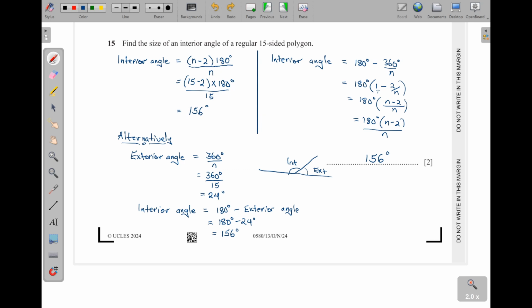And also, don't you see that this is 180, then minus what we are having here is the exterior angle, which we have found here. So you can also do it that way. You calculate using the exterior angle right away, and you say 180 minus 360 degrees divided by 15. So you have 180 minus the 24, and then you get your answer 156.